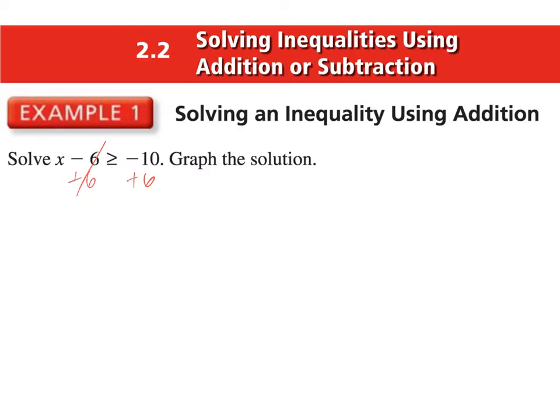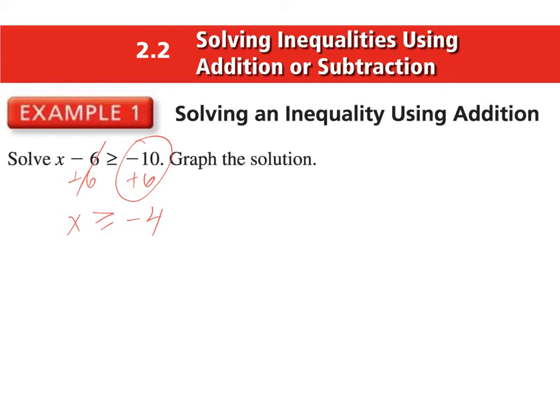Whenever you're adding or subtracting values from both sides of the inequality, nothing changes with the inequality sign. So here we have x is greater than or equal to negative 4. And if you're still having trouble figuring out how to add and subtract integers, positive and negative numbers, make sure to ask for help with that.